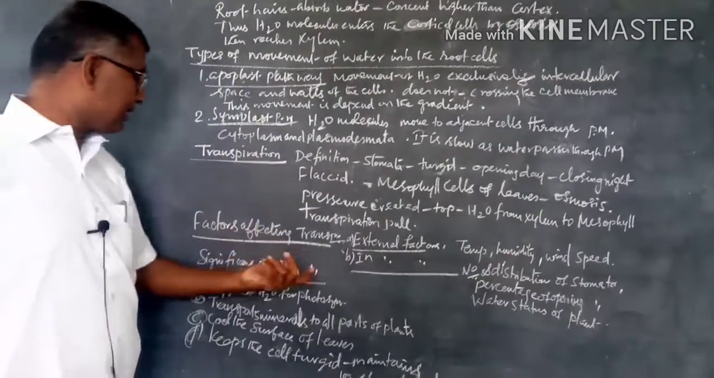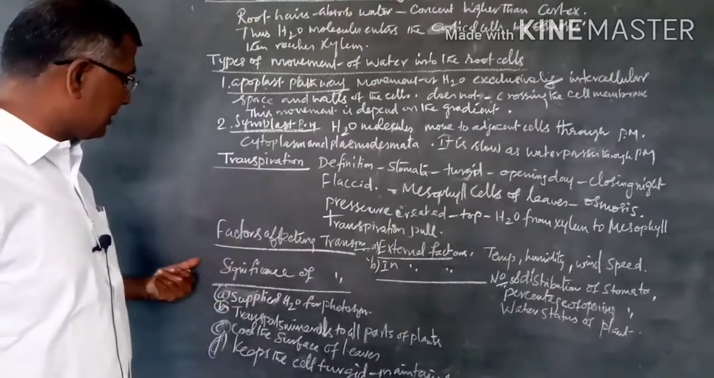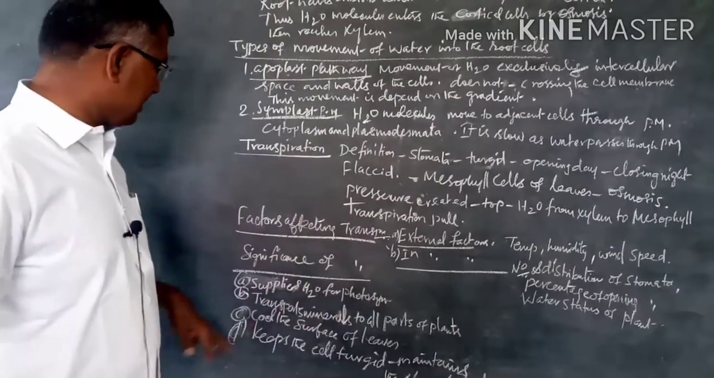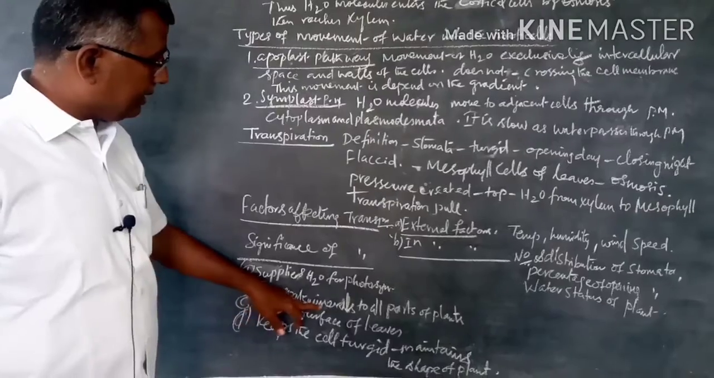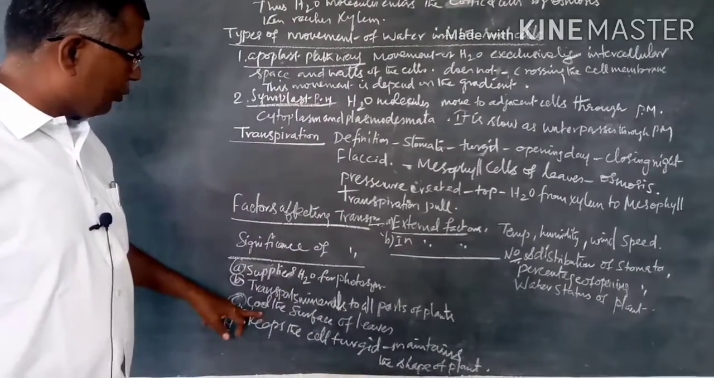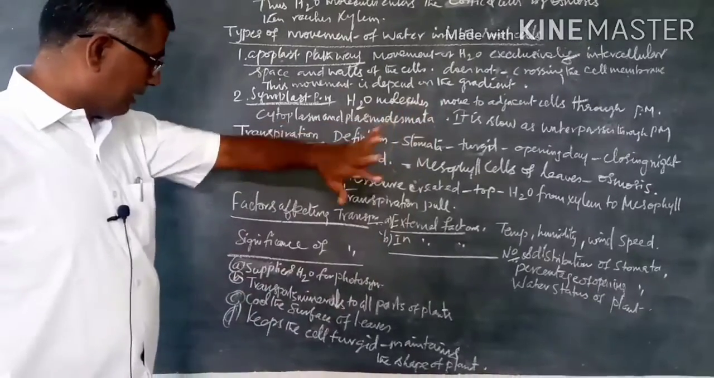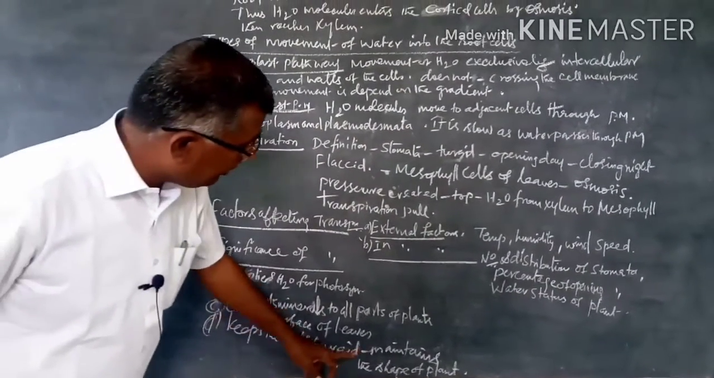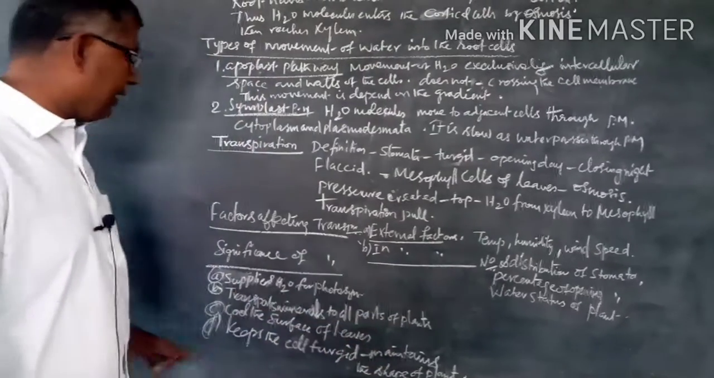What is the significance of transpiration? It supplies water for photosynthesis, transports water from inner cells to all parts of the plant, cools the surface area of the leaves, keeps the cell turgid, and maintains the shape of the plant.